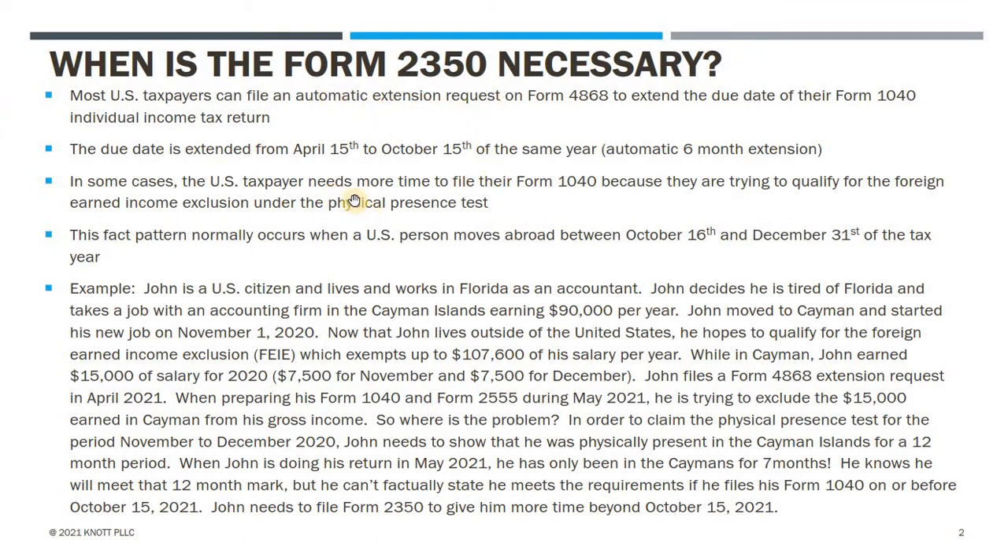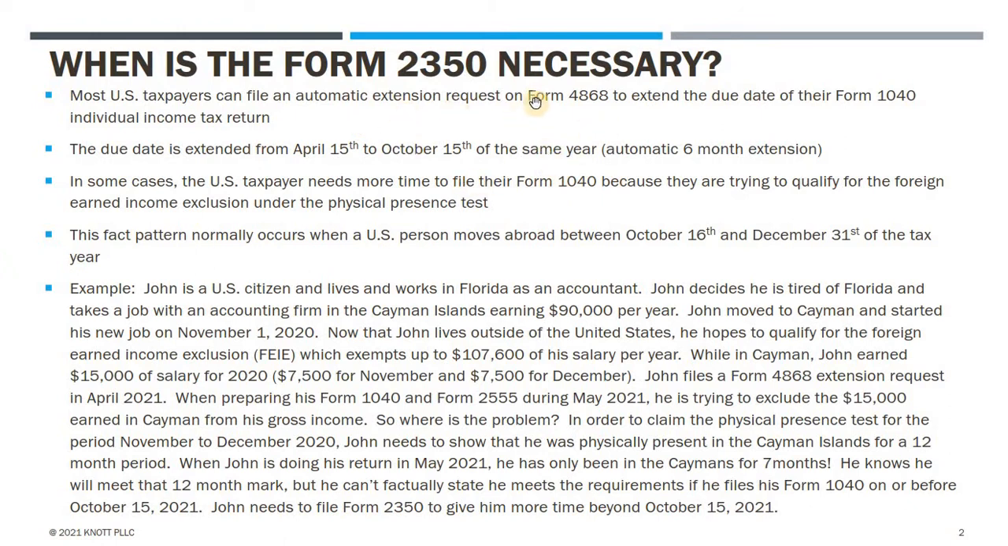Well, in some cases, a U.S. taxpayer might need even more time beyond October 15th to file their 1040, and this occurs when they are trying to qualify for the Foreign Earned Income Exclusion, right? So the Foreign Earned Income Exclusion, if you are a U.S. taxpayer and you're living and working outside the United States, you can qualify for the Foreign Earned Income Exclusion, which exempts up to a certain amount of your income if you are physically outside the United States when you're living and working during the year, right? So that's either the bona fide residence test or the physical presence test.